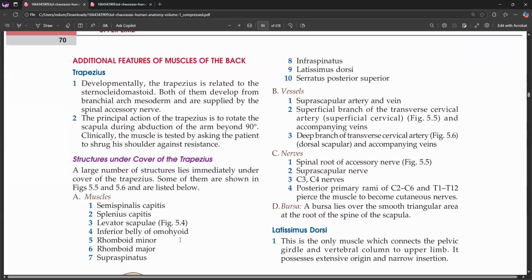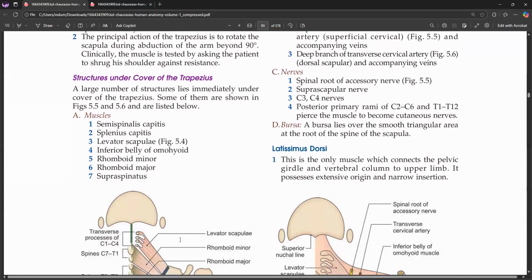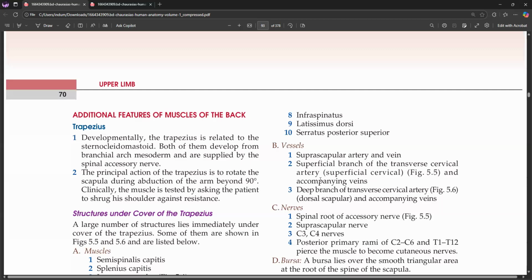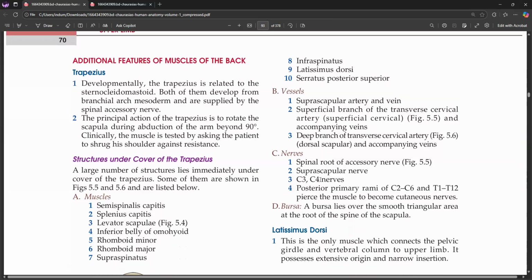Structures under cover of the trapezius. A large number of structures lie immediately under cover of the trapezius. Some of them are shown in figures 5.5 and 5.6 and are listed below. Muscles: spinalis capitis, levator scapulae, inferior belly of omohyoid, rhomboid minor, rhomboid major, supraspinatus, infraspinatus, latissimus dorsi, serratus posterior superior.